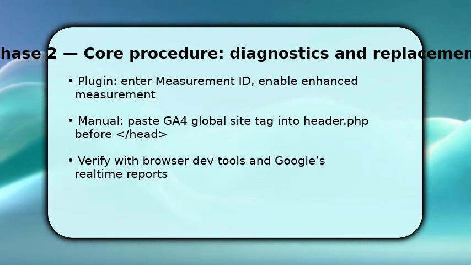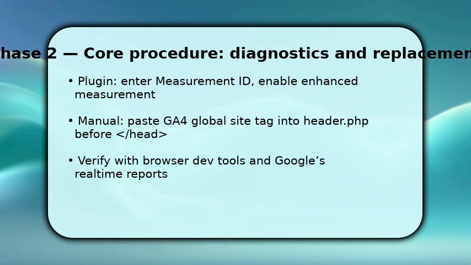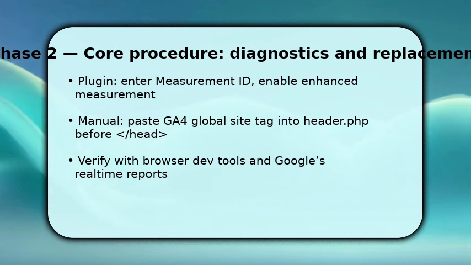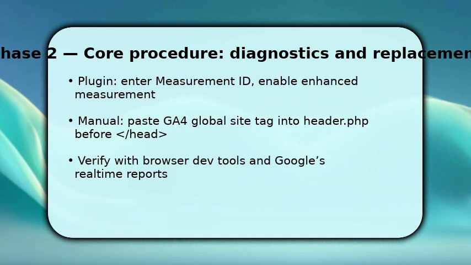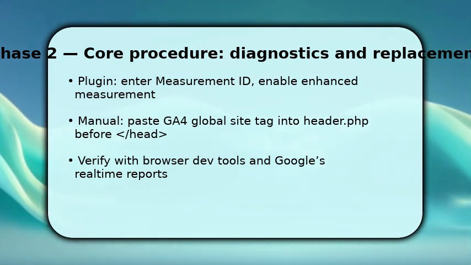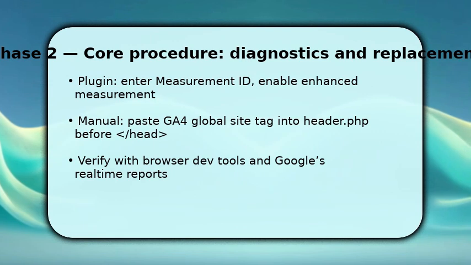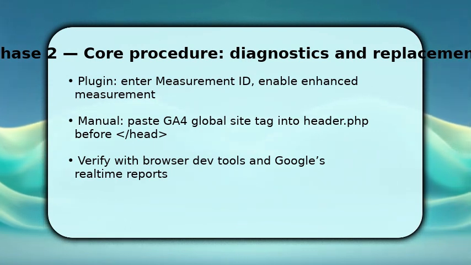If you insert the global site tag manually, place it just before the closing head tag to ensure it loads early. This prevents missed first page hits. Once implemented, use your browser's Console Network tab and Google Analytics Real-Time to confirm events arrive. If you see data, you're tracking. If not, retrace the paste or plugin step immediately.